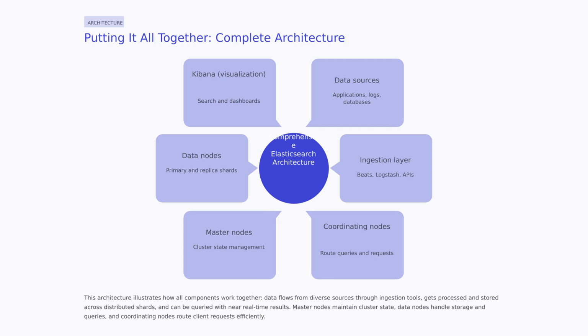Ever wondered how Elasticsearch brings together data from various sources seamlessly? In this comprehensive architecture, data flows from applications, logs, and databases through ingestion tools like Beats and Logstash. Master nodes oversee cluster state, while data nodes manage storage and queries efficiently. Coordinating nodes ensure client requests are routed effectively.